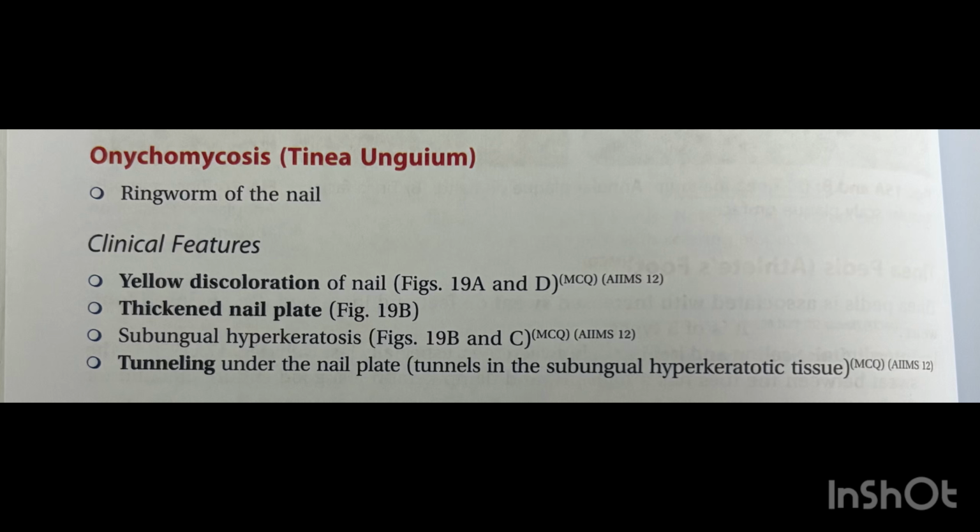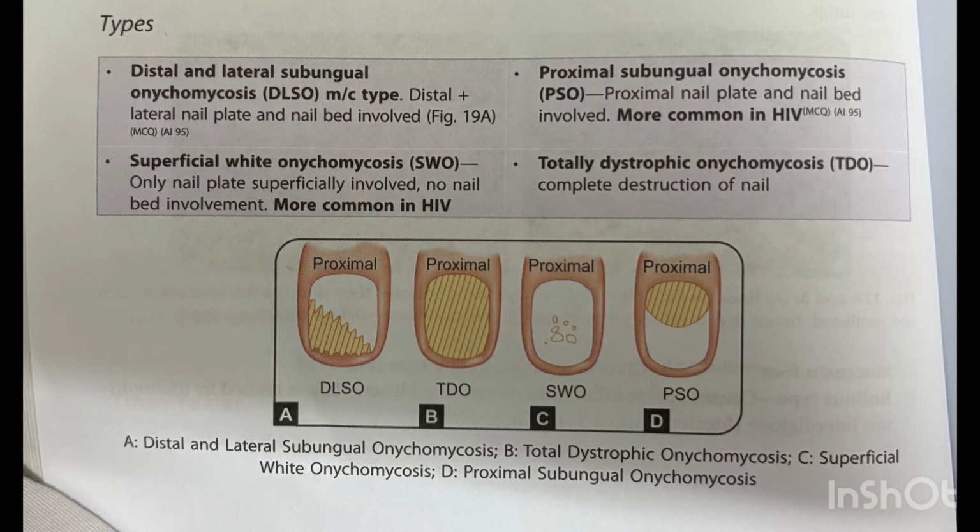Onychomycosis, tinea unguium, ringworm of the nail. Clinical features: yellow discoloration of the nail, thickened nail plate, subungual hyperkeratosis, tunneling under the nail plate, tunnels in the subungual hyperkeratotic tissue. Types: distal and lateral subungual onychomycosis, most common type. Distal plus lateral nail plate and nail bed involved.